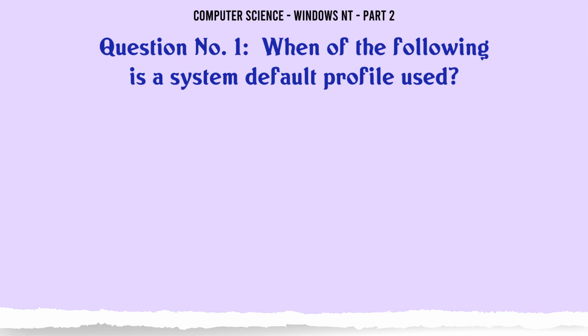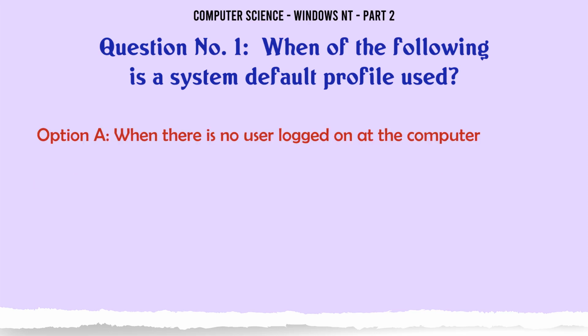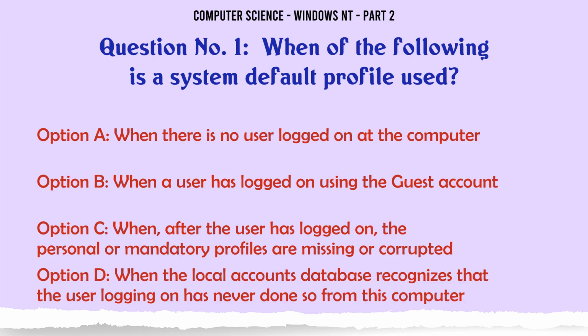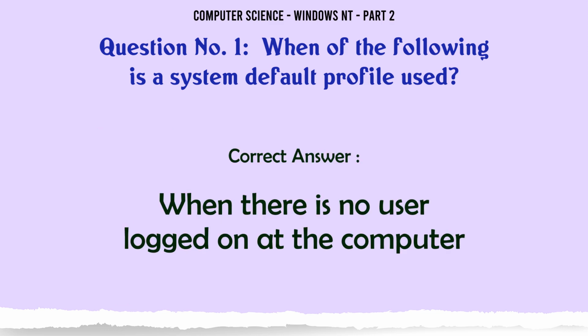Which of the following is a system default profile used? A. When there is no user logged on at the computer. B. When a user has logged on using the guest account. C. When after the user has logged on the personal or mandatory profiles are missing or corrupted. D. When the local accounts database recognizes that the user logging on has never done so from this computer. The correct answer is when there is no user logged on at the computer.